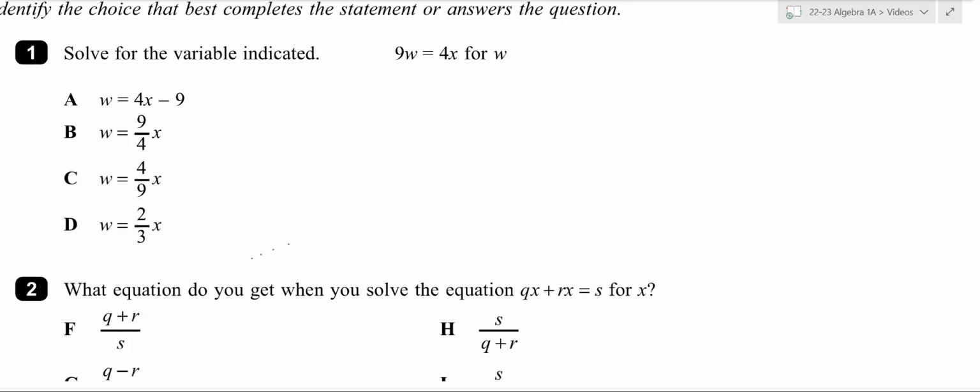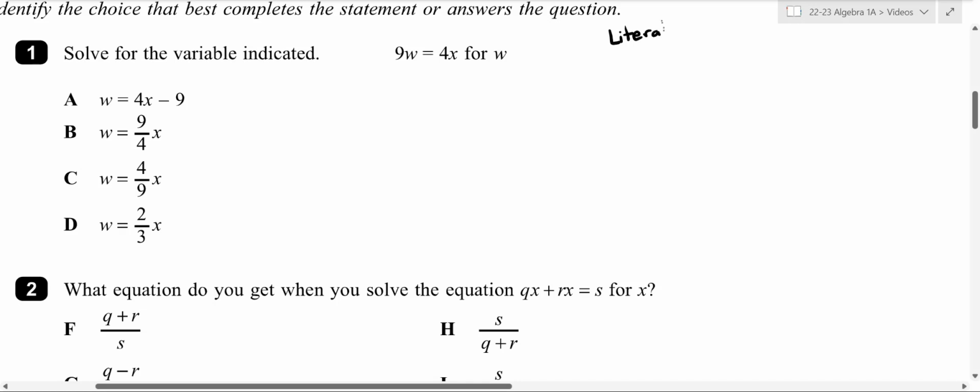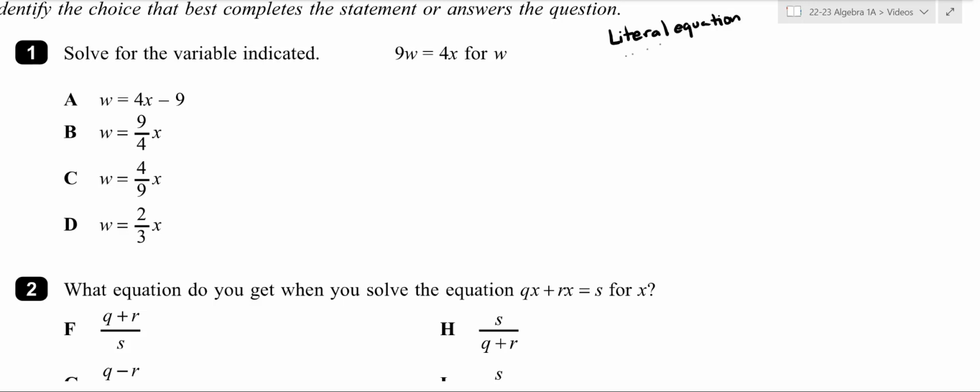Hi students, it's Miss Medina and I'm going to show you how to rearrange equations with multiple variables. This is normally known as a literal equation. Okay? So solve for the variable indicated in number 1. And we have that 9w equals 4x and we're solving for w. I know there's multiple choices, but right now we're learning.